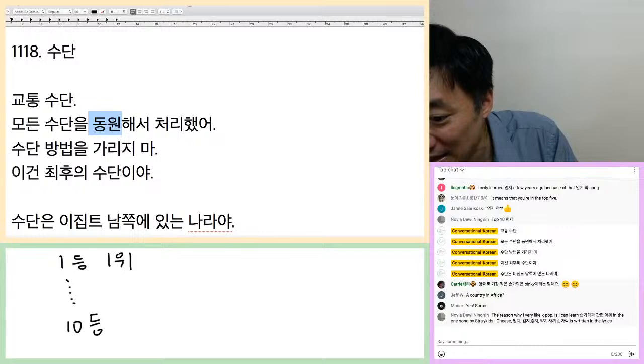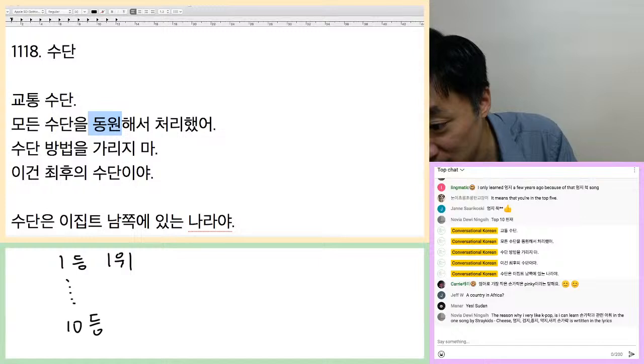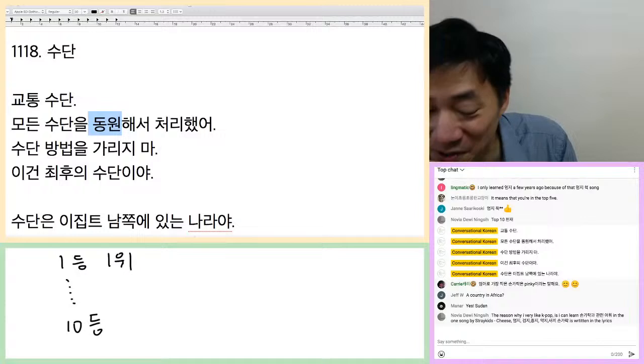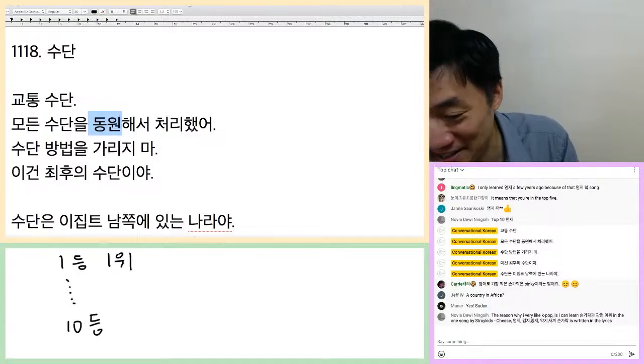And the reason why I very like K-pop is I can learn 손가락과 관련 어휘 in one song by Stray Kids. Cheese, 엄지, 검지, 중지, 약지, 새끼손가락 is written in the lyrics. Oh, yeah, that's a good way to learn.